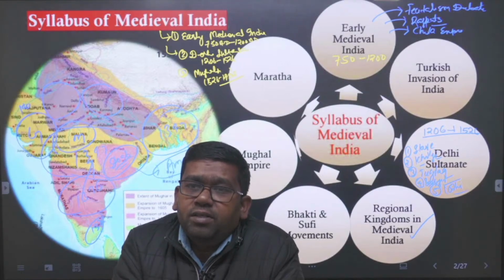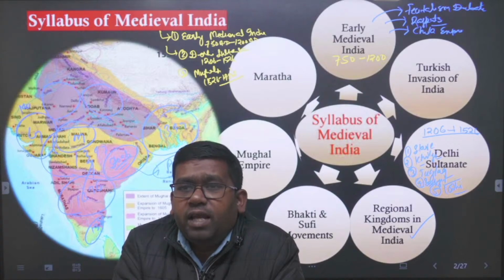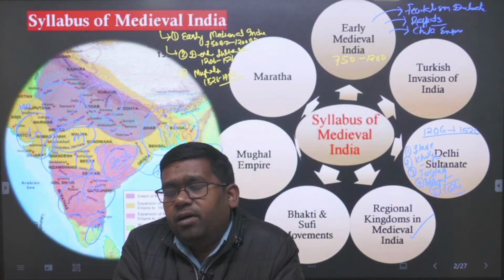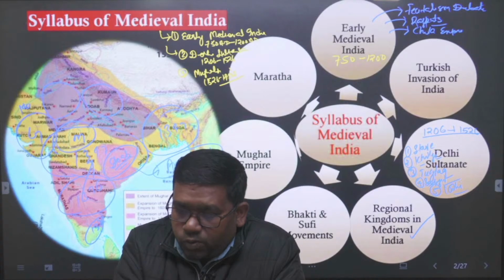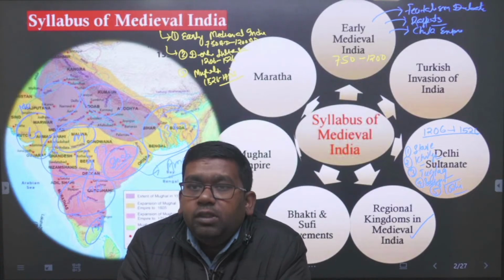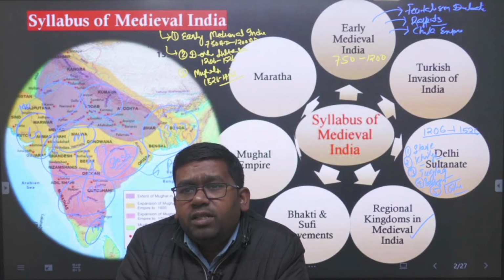And then the third part of chapter 4, the regional kingdoms, covers the smaller regional kingdoms, like we have Bengal, then Assam, then Malabar, Gujarat, Kashmir, and Odisha. So these are the smaller kingdoms we discuss in chapter 4.